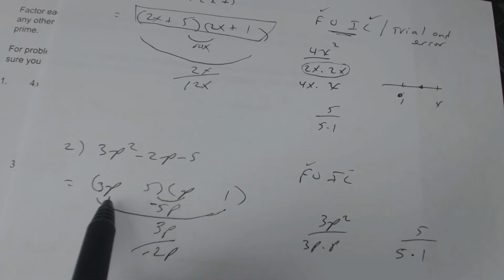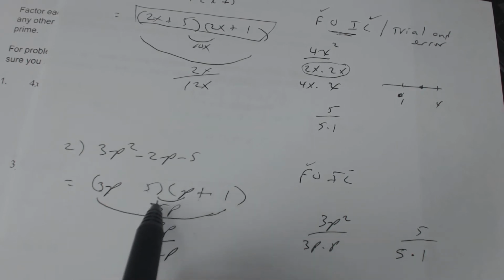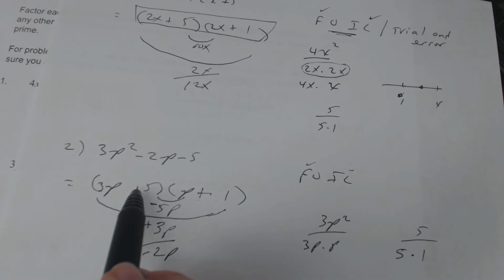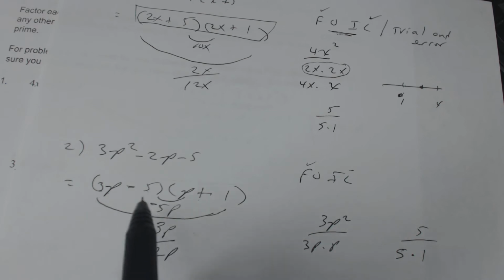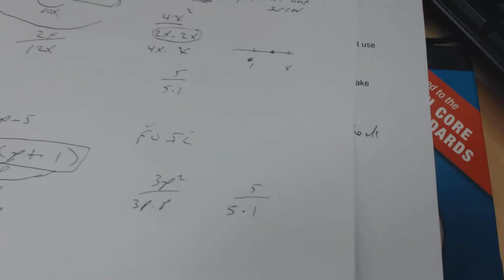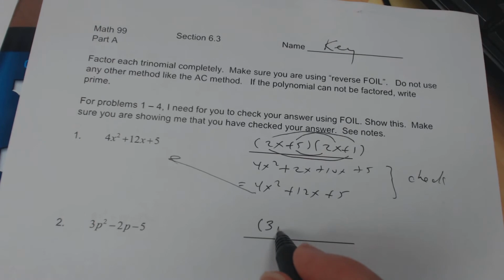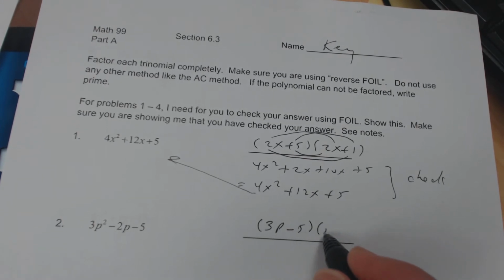All right, so let's think about that. I want my outer to be a positive 3p. In order for my outer to be a positive 3p, see, that's positive right here, that means that this has to be a plus symbol. Over here, I want my inner to be a negative 5p. In order for that to happen, this right here has to be a negative operation. All right, and then you're done. That's your answer. All right, so number 2, you're going to get 3p minus 5 times p plus 1.